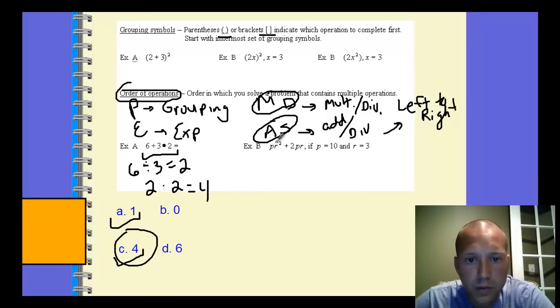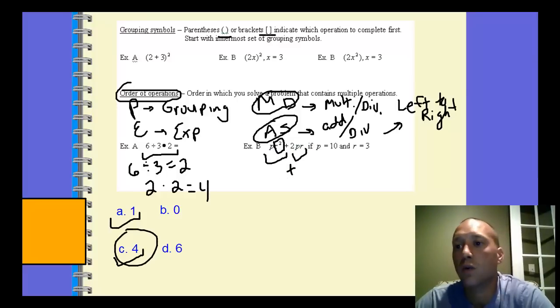Just looking at the order of this problem, we have to do the exponent first, then we can do the multiplication, then you can do the addition. So you have to follow order of operations.